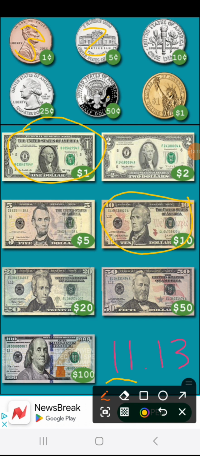Ooh. Now you got 13 cents. Okay, can I try now? Yes. Okay. So now I'm gonna erase everything, well, a few things. Again, now before you do another problem, show me how you're gonna make $11.13.